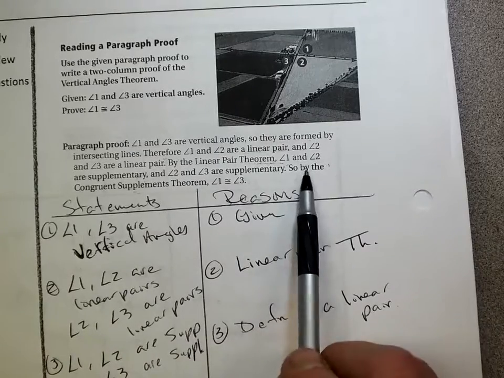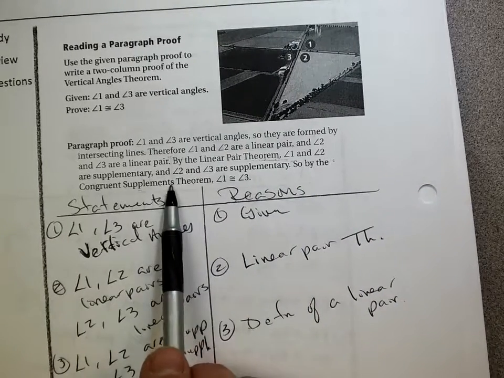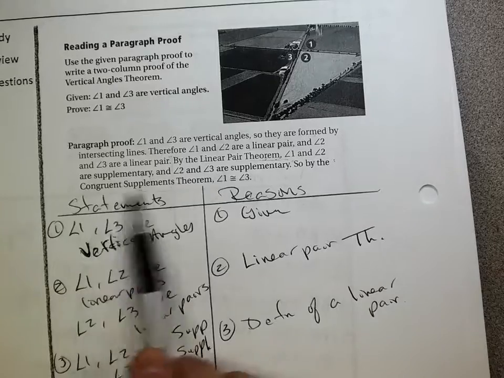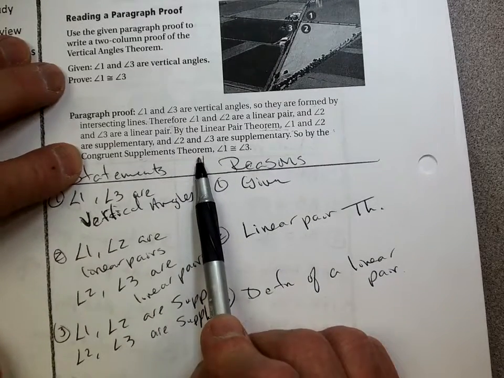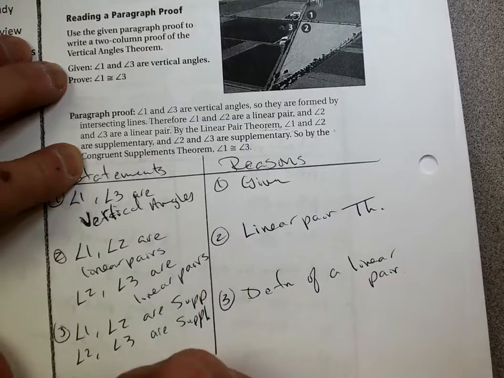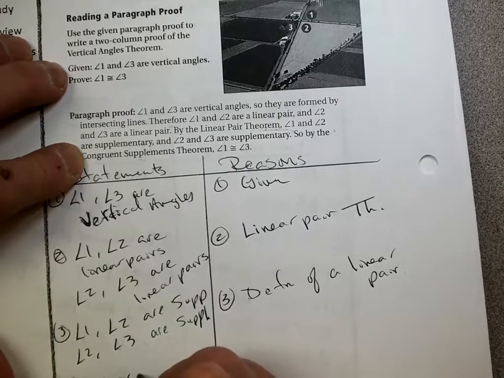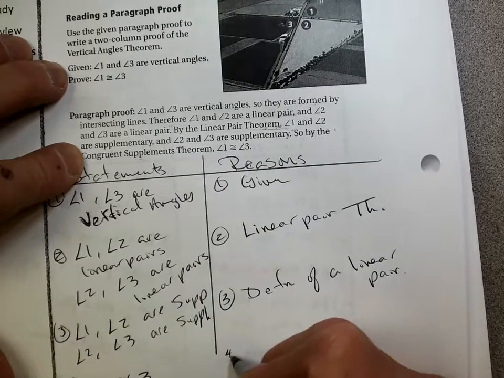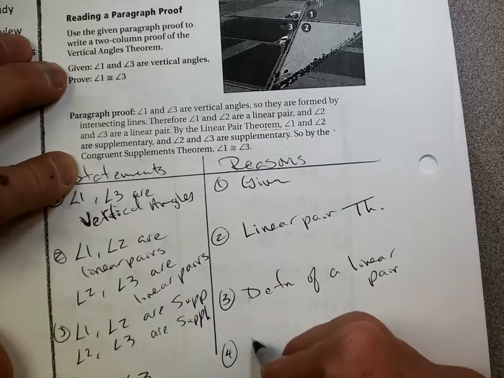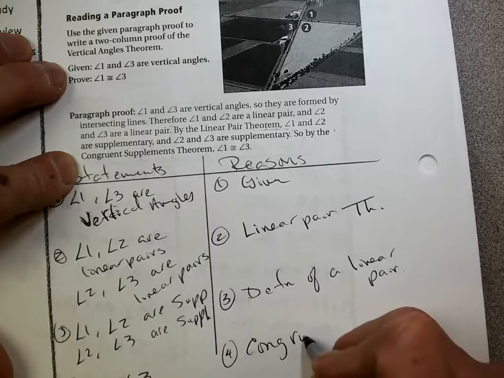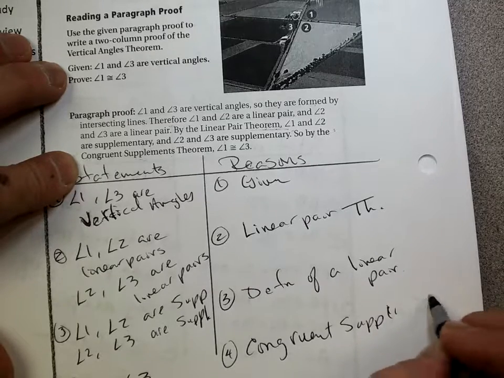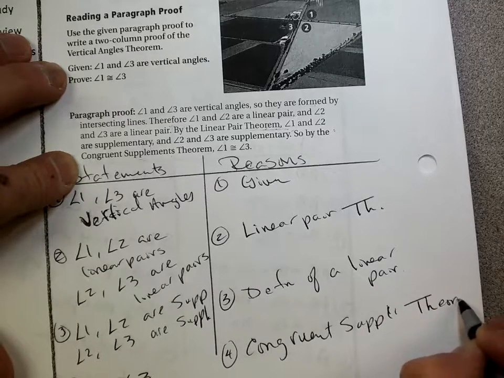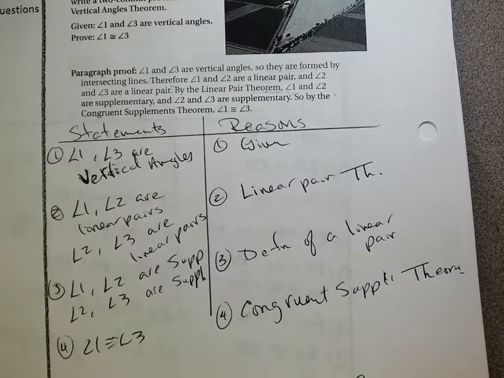Okay, finally, step 4, they give it to us. They're going to say that they are congruent by the congruent supplement theorem. In fact, we got that one, I think, on Friday or Thursday, so we can go straight to angle 1 is congruent to angle 3, step 4, and it's got to be by the congruent supplement theorem, okay?